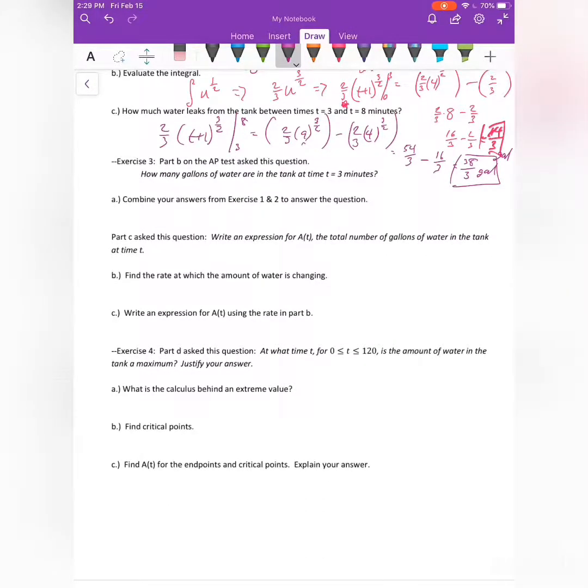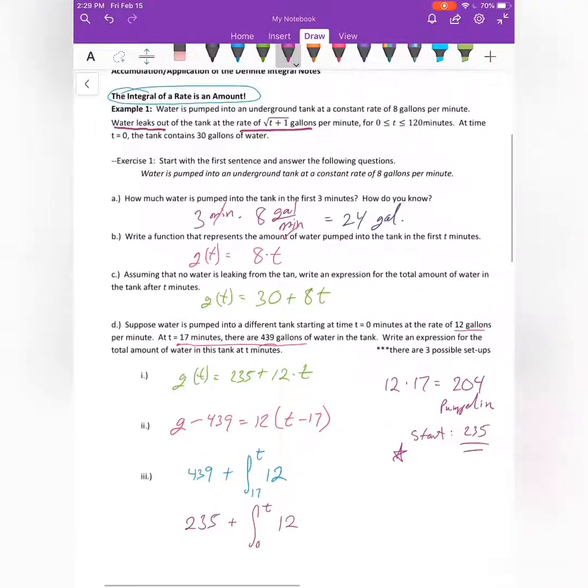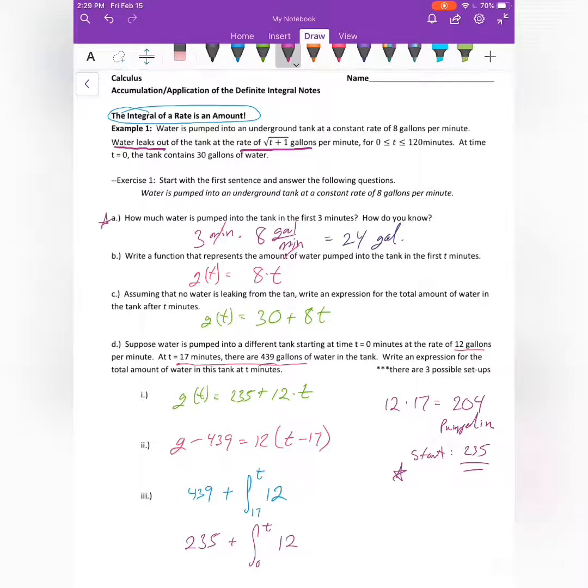The next one says how many gallons of water are in the tank at time 3. This is important. We always have 3 parts to this. You have 30 gallons to start, and that's very important. A lot of people forget about the starting amount. And then how much water came into the tank between 0 and 3 minutes. If you recall, that goes all the way back to part A. It says how much water was pumped into the tank between 0 and 3.